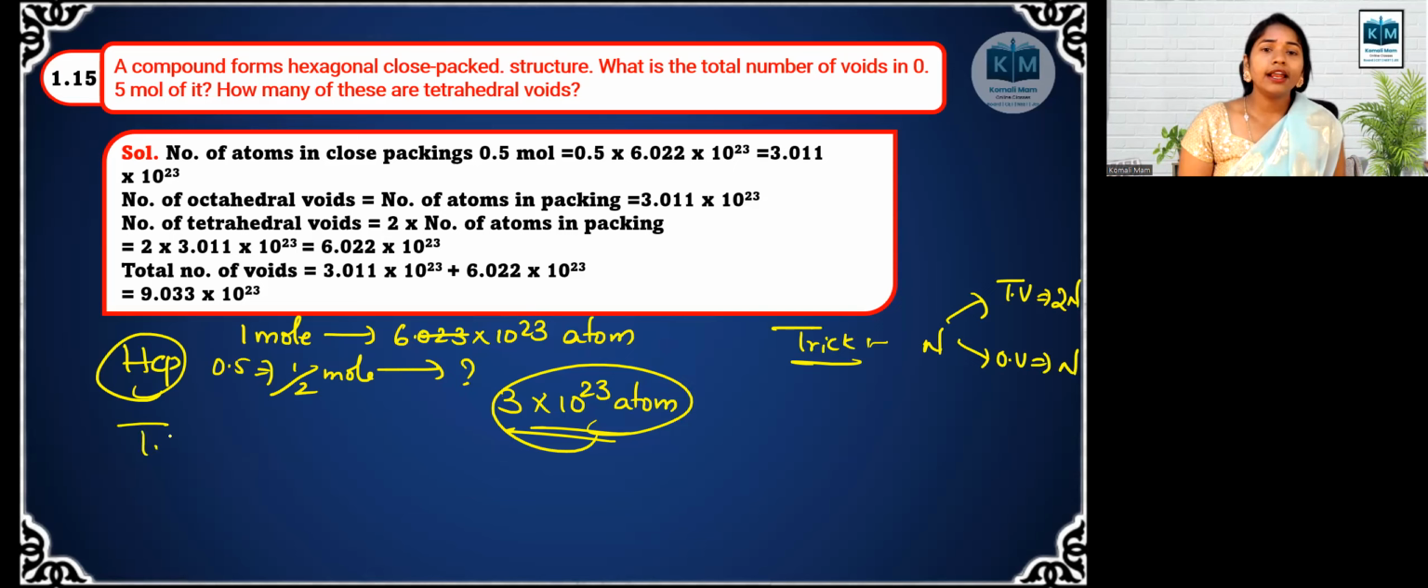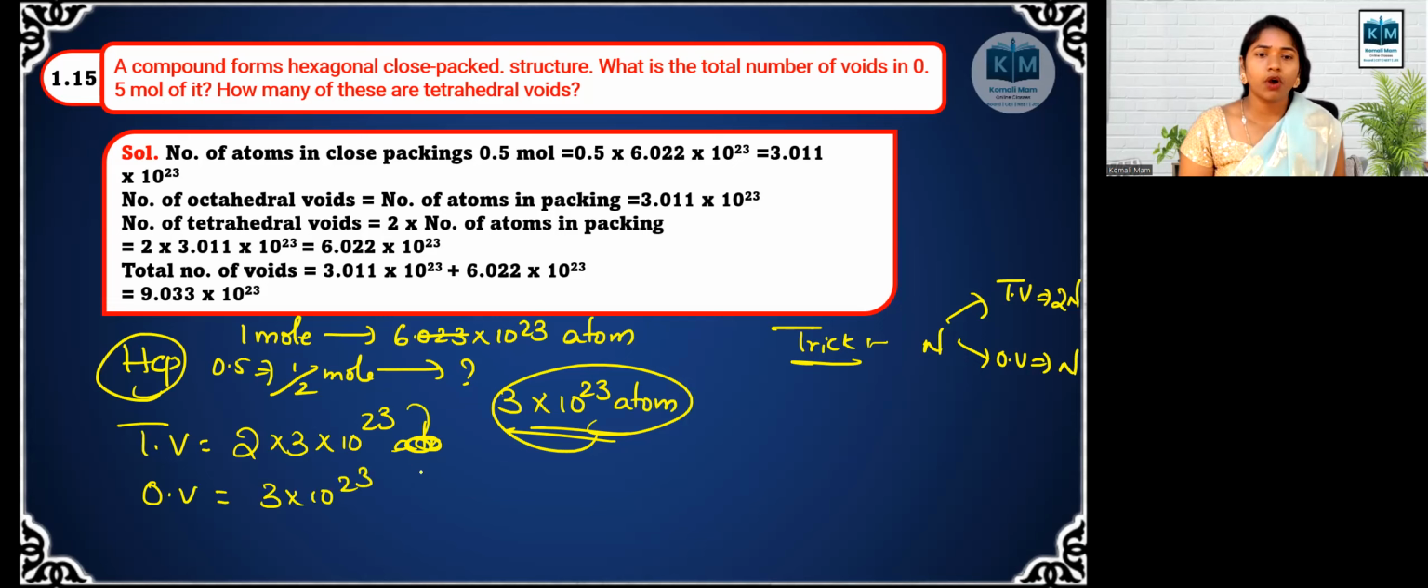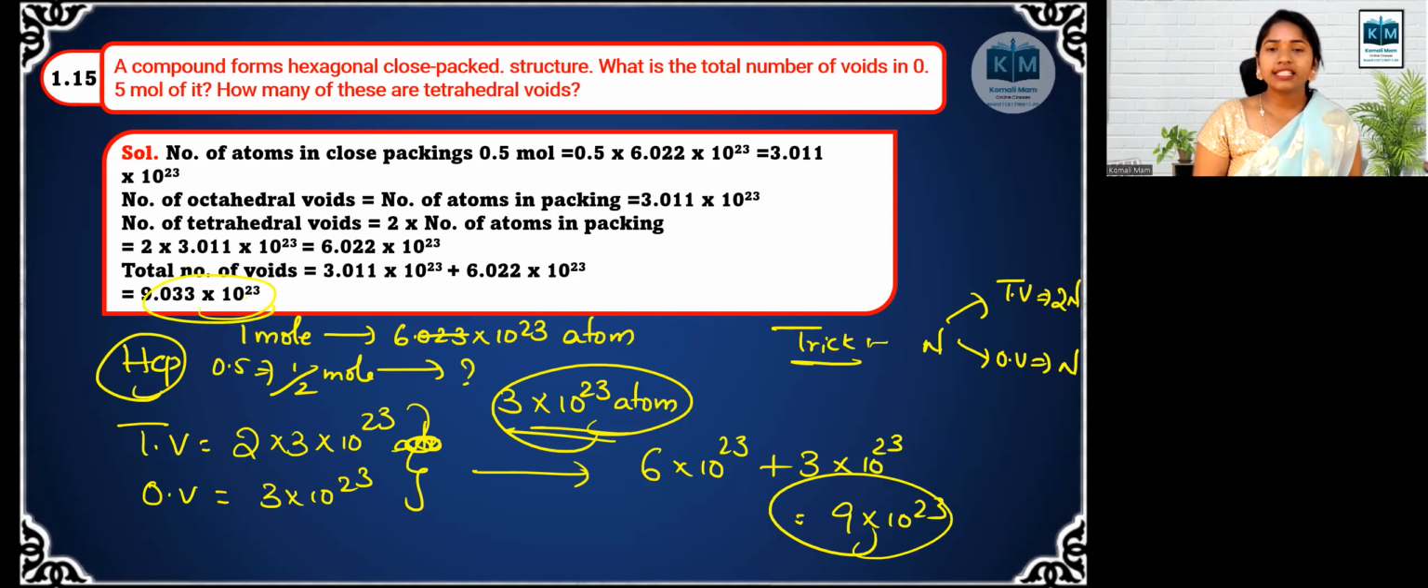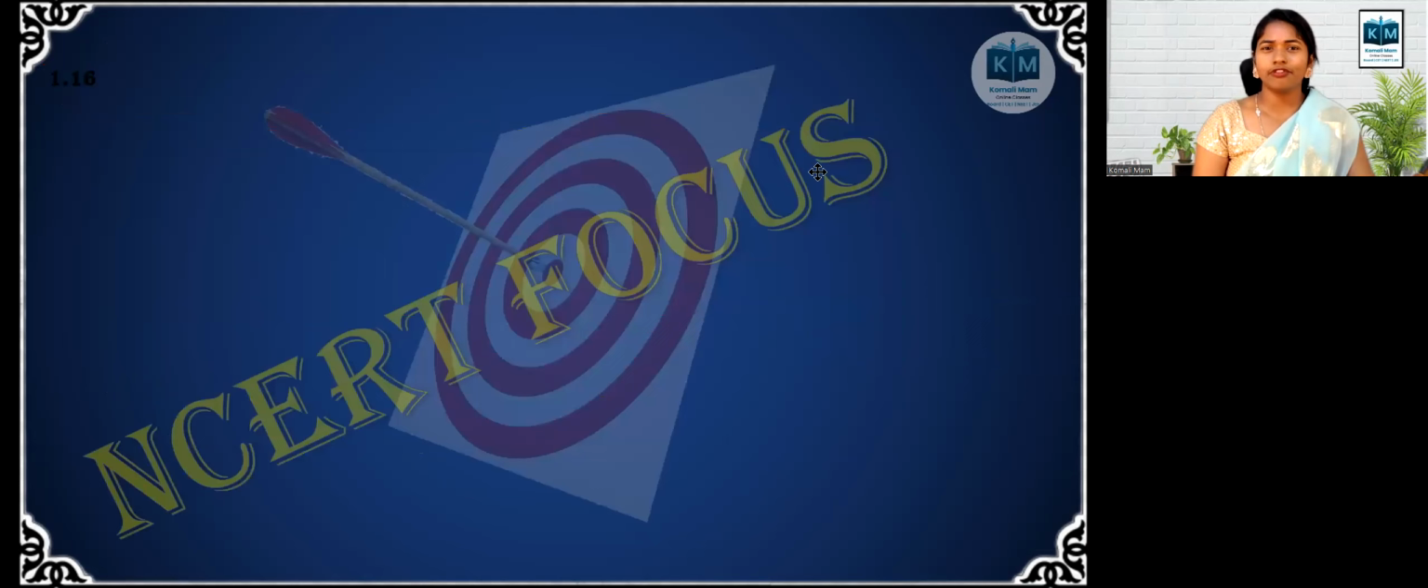So here tetrahedral voids will be double the number of atoms, that is 2 into 3 into 10 power of 23. Then octahedral voids will be the same as the number of atoms, that is 3 into 10 power of 23. Now add both: 6 into 10 power of 23 plus 3 into 10 power of 23. How much, students? 9 into 10 power of 23 is your answer. Got it? In such a way you can skip the 0.023 and you will feel comfortable.